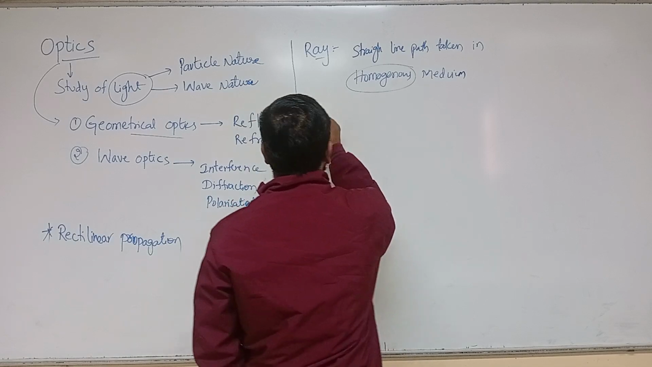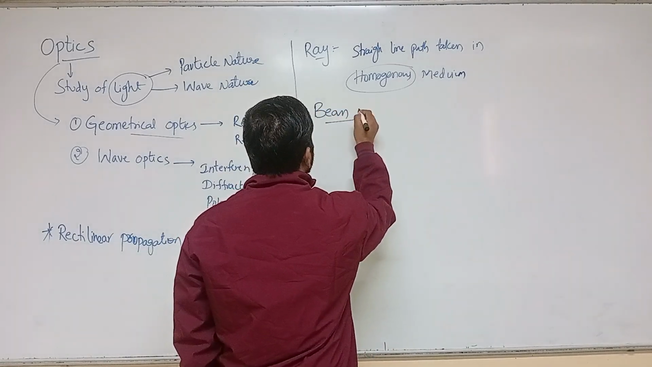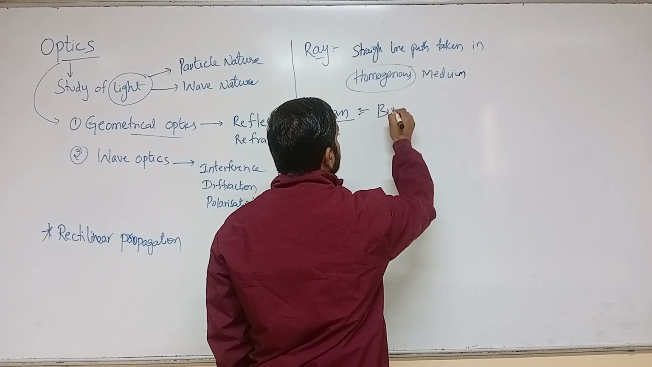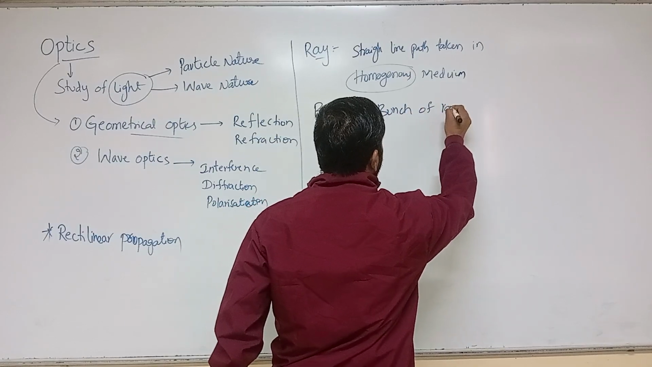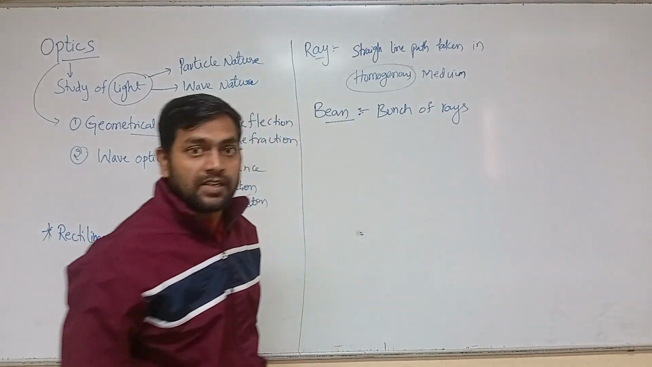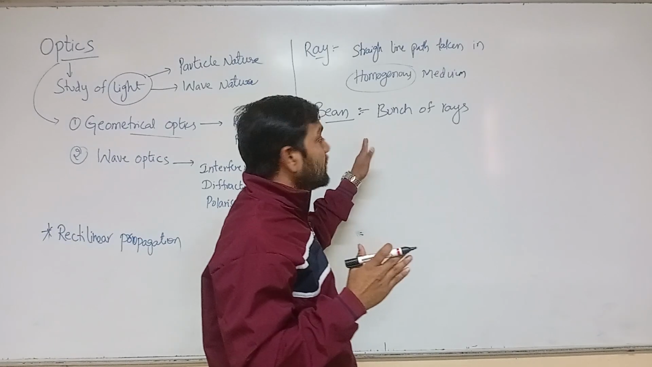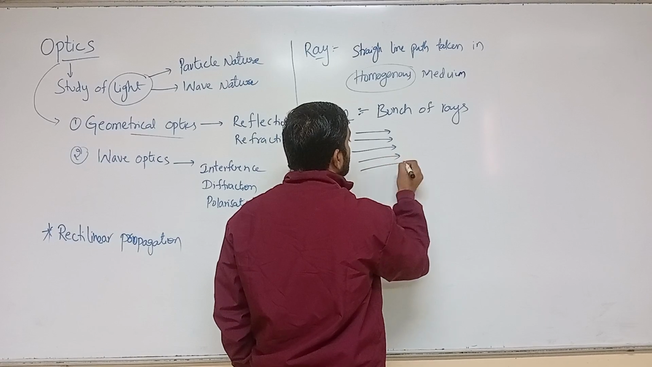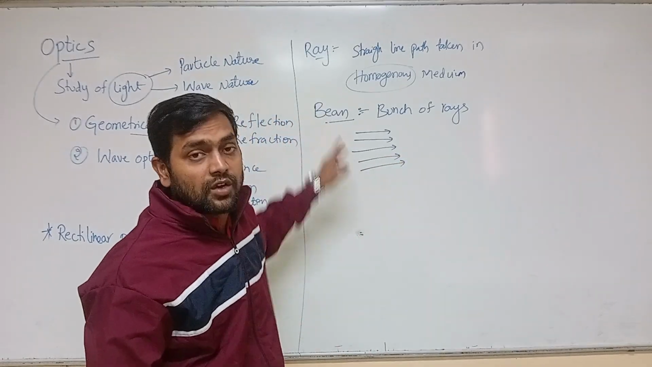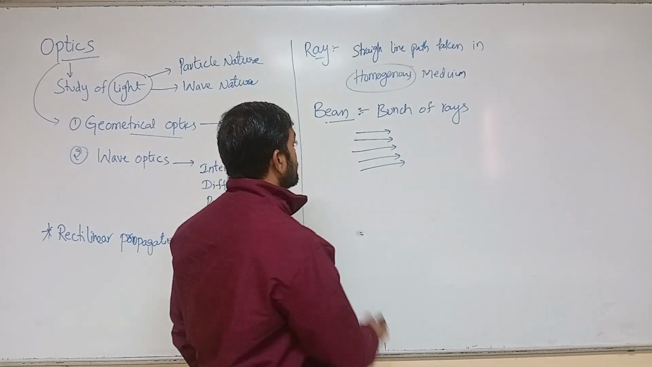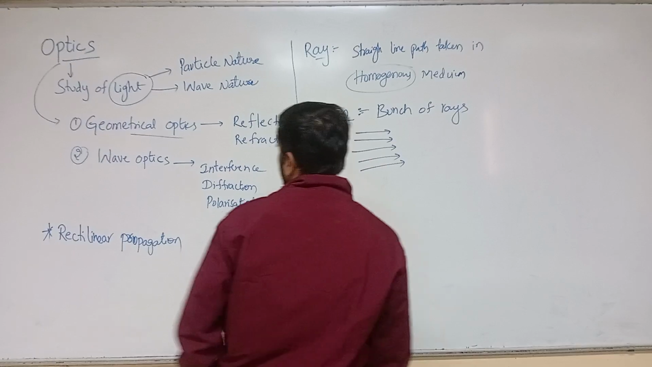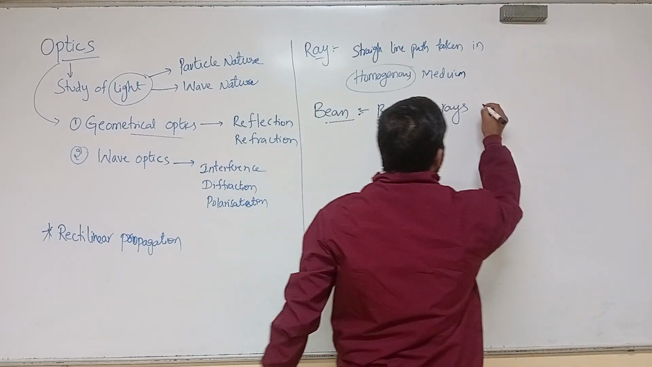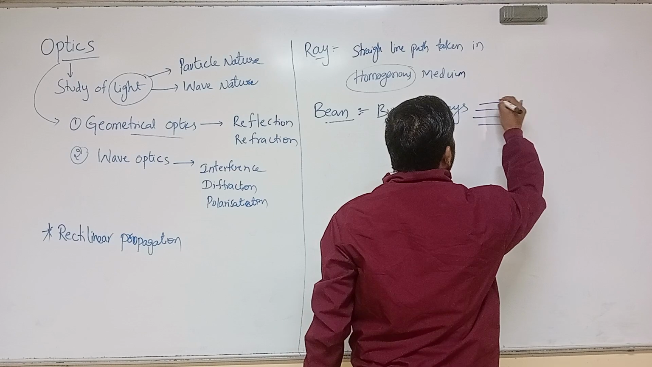Next we'll see beam. What is a beam? A beam is a bunch of rays, that is, many rays coming together. So the bunch of rays is called a beam. We are going to have three types of beams: the first one is the converging beam, the second is the diverging beam, and the third is the parallel beam.